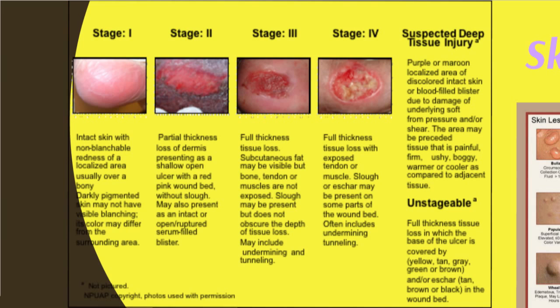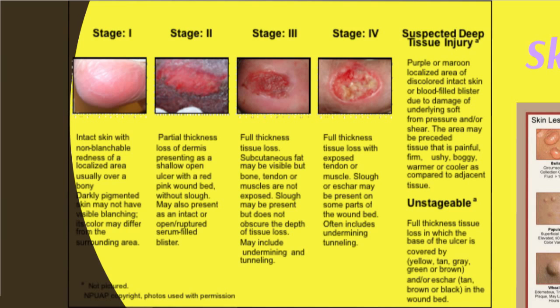Sometimes you're going to have the suspected deep tissue injury. So that's going to be that purple or maroon localized area of discolored intact skin. The problem is you don't know what it's going to be underneath that. It may just look like a deep tissue injury, but it could open up and be pretty bad.